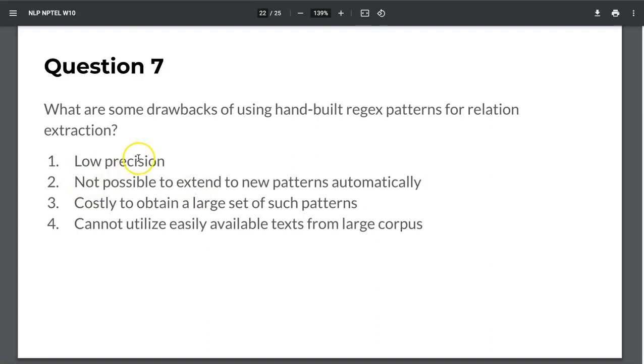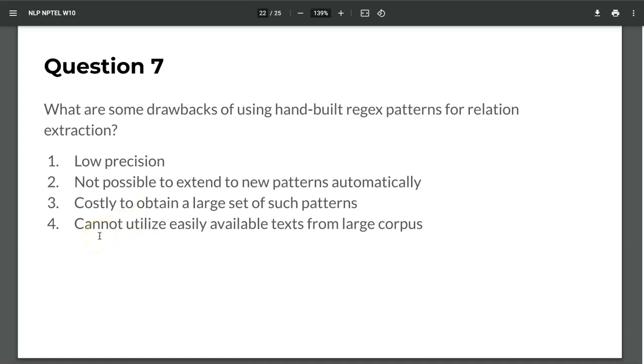So low precision is okay. Not possible to extend to new patterns automatically. Yeah, obviously you cannot automatically extend to new patterns using hand built regex. Costly, obviously costly, because you need some kind of human annotator who will sit for you, understand the problem and design the patterns.